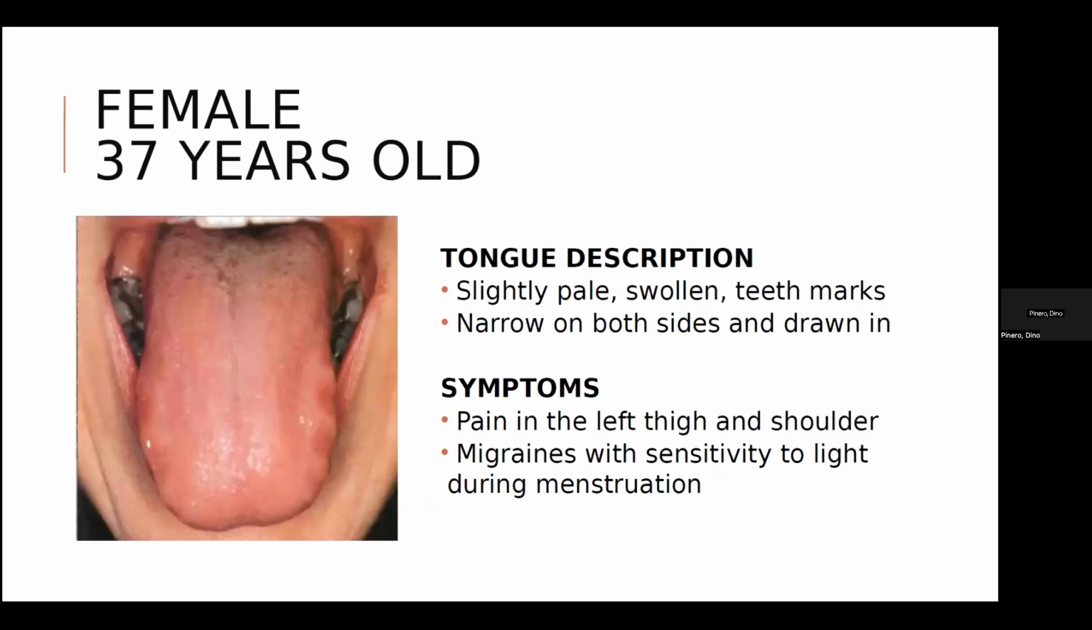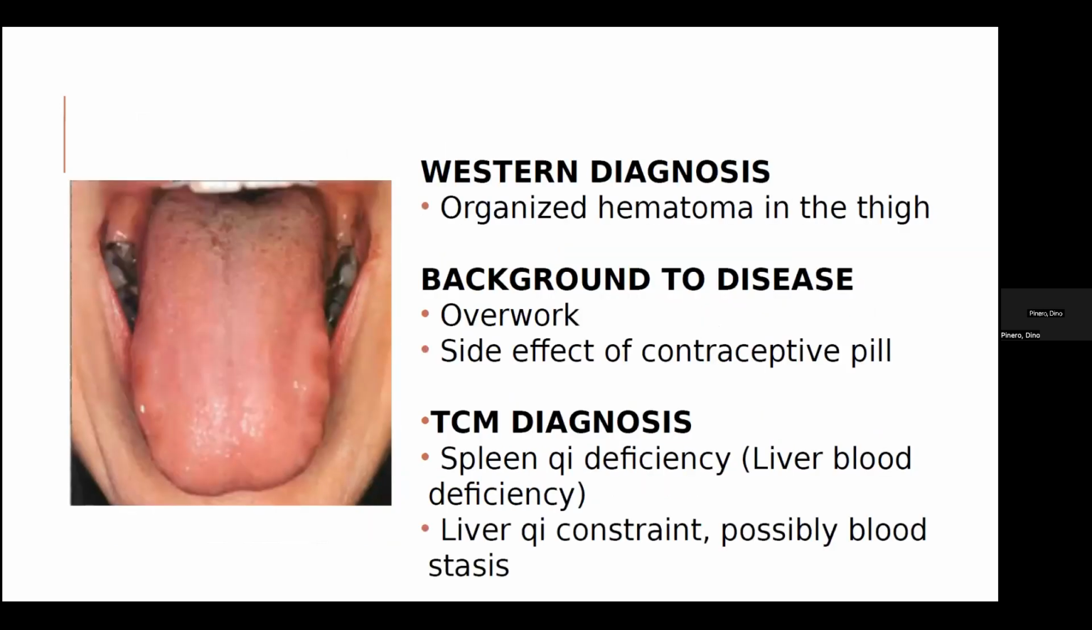So, ito po yung first case natin, yung female, 37 years old. Yung tongue description, merong siyang slight pale, swollen yung tongue with teeth marks, narrow on both sides, and drawn in. So, yung symptoms, pain in the left thigh and shoulder, migraines with sensitivity to light during menstruation. Sa Western diagnosis, organized hematoma in the thigh. So, meron siyang hematoma. Sa background to disease, ang patient natin dito is overworked with side effect of contraceptive pill daw. Okay? So, sa TSM diagnosis, we have the spleen qi deficiency, liver blood deficiency, and liver qi constraint, possibly blood stasis.